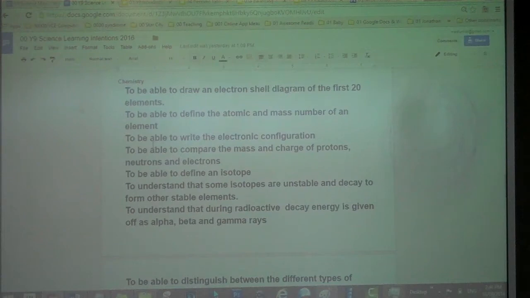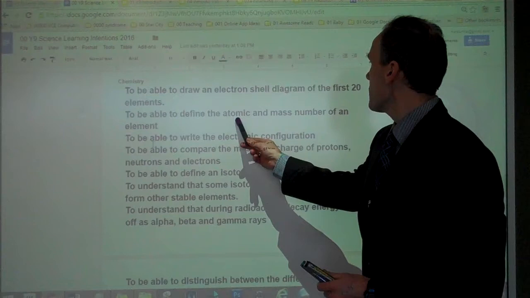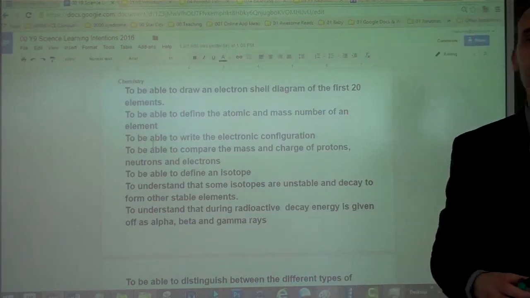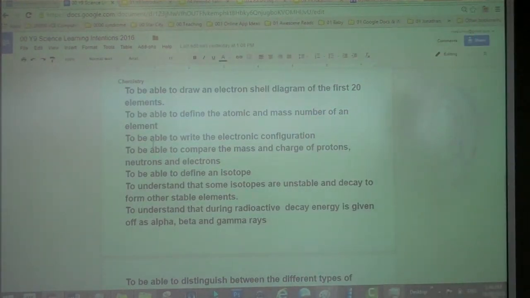Okay? Now, to be able to define atomic mass and atomic number. What's the atomic mass? Number of protons. Yeah, number of protons is atomic mass, and the atomic number is. Protons plus neutrons. That's mass. Oh, sorry. Atomic mass is protons plus neutrons, and atomic number is protons. Hang on, I'm just reading this. Atomic number, number of protons; atomic mass, protons plus neutrons.